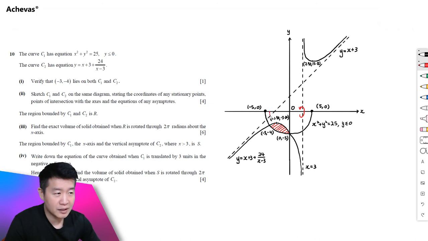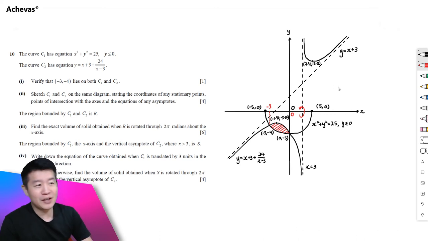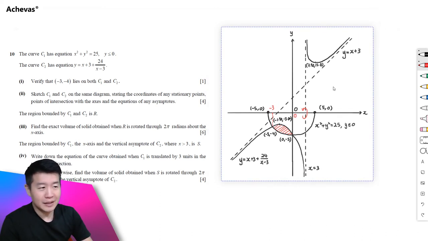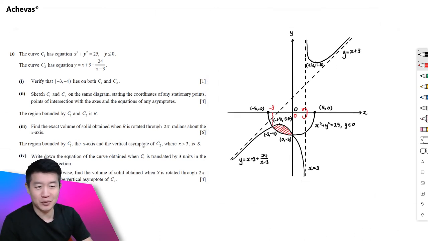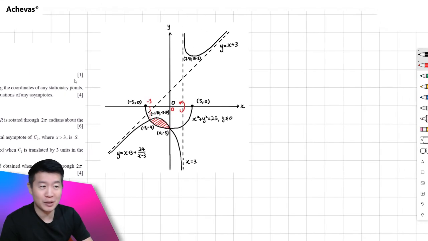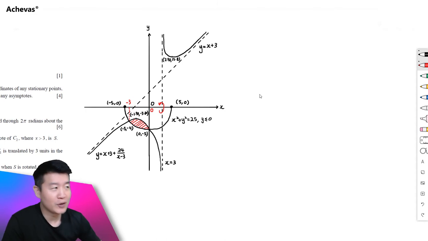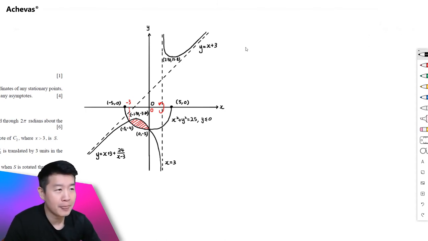So we need the x-coordinate of this point, which we know is minus 3. We need the x-coordinate of this point, we know it is going to be 2. It's going to be equal to 0. So in order for us to find the volume, and the worst part about this question is that we are supposed to find the exact volume, so we need to do the manual integration.